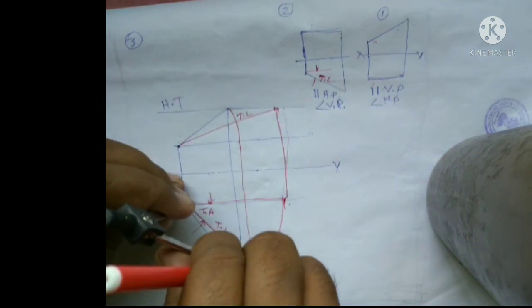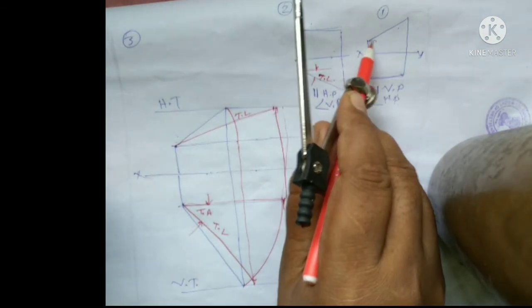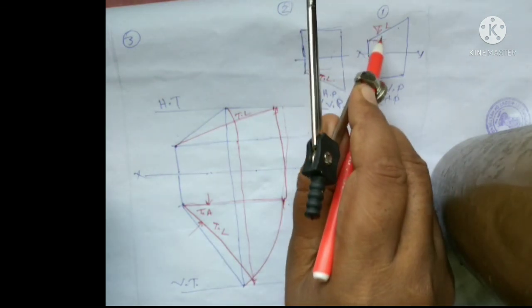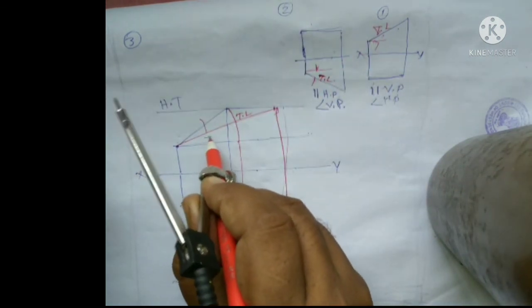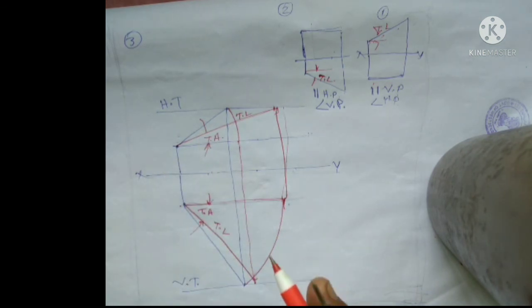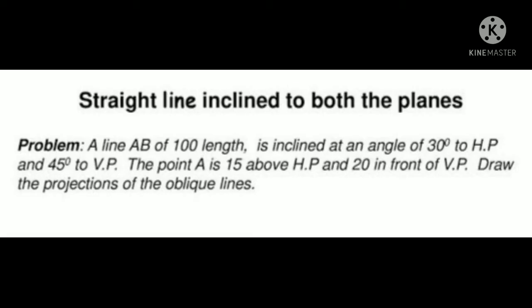Here you can see one important thing: if you measure the true length from a different view, you will see that it will be equal in length, and the angle will be the true angle, that means the angle with the horizontal plane, HP. You have to practice the freehand sketch of this drawing. Now we will directly go to the problem.